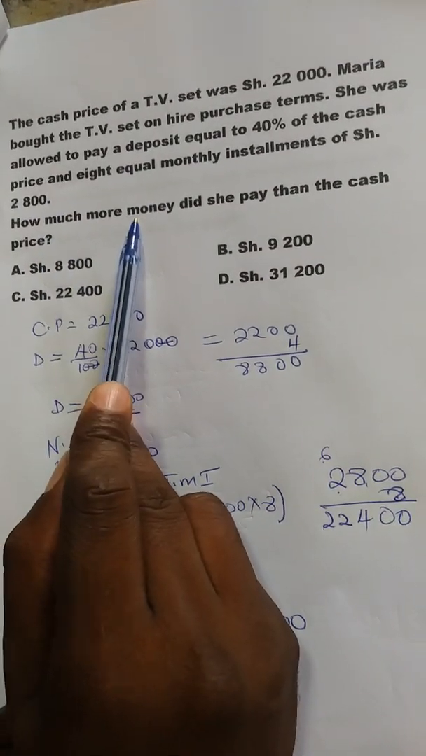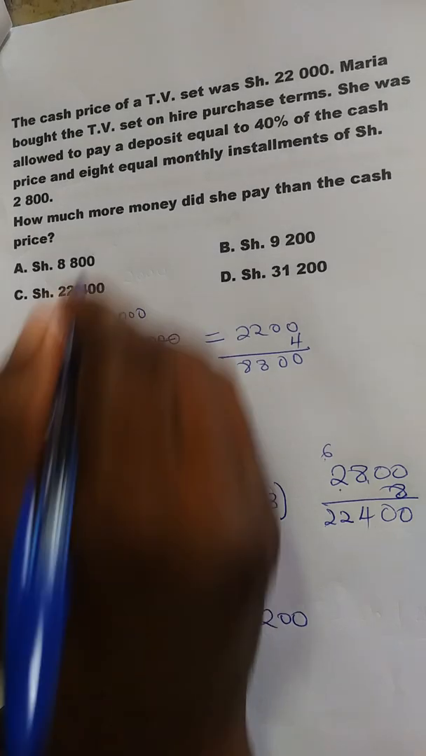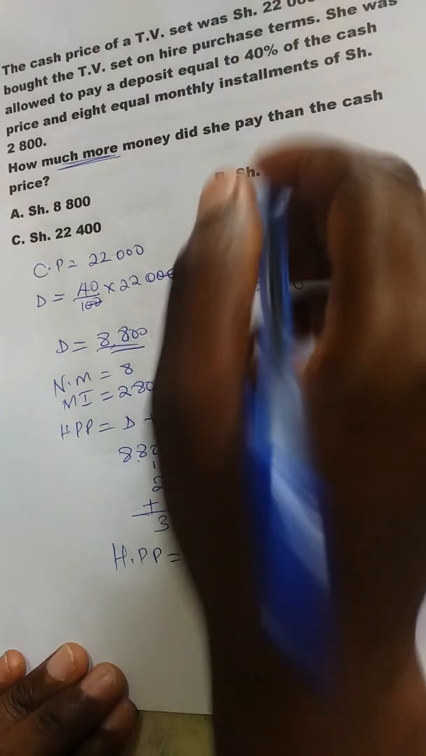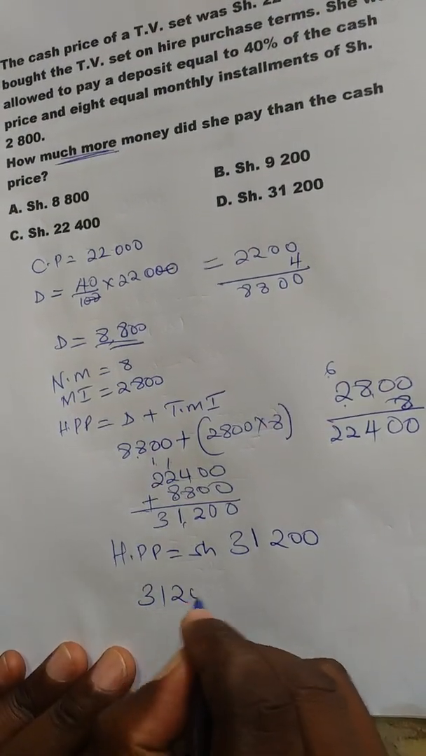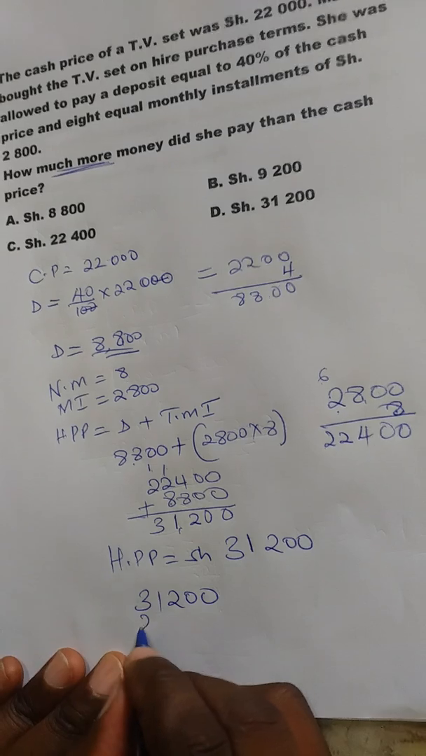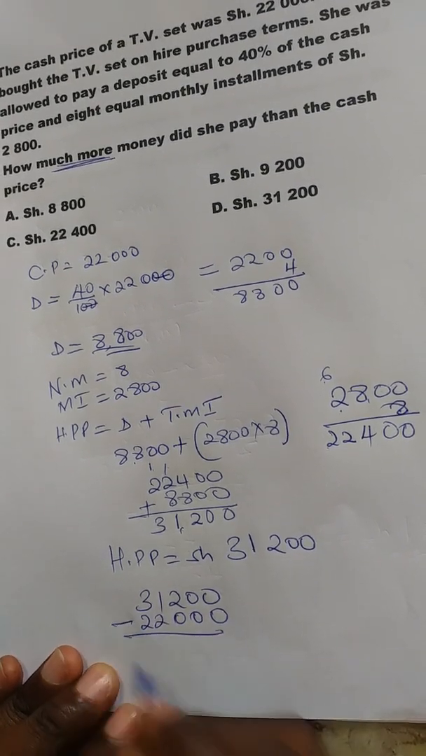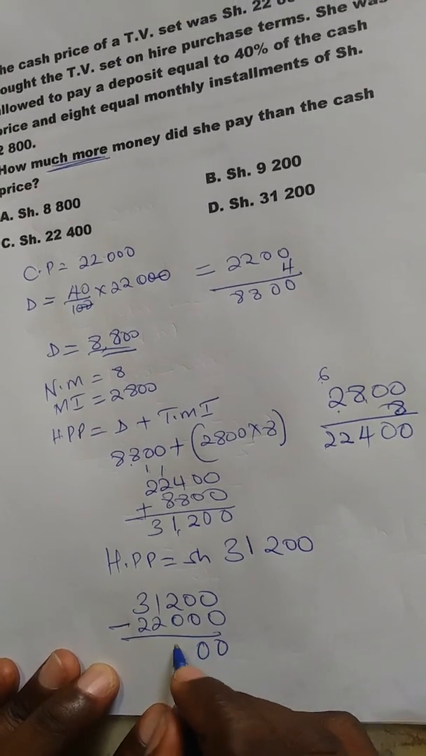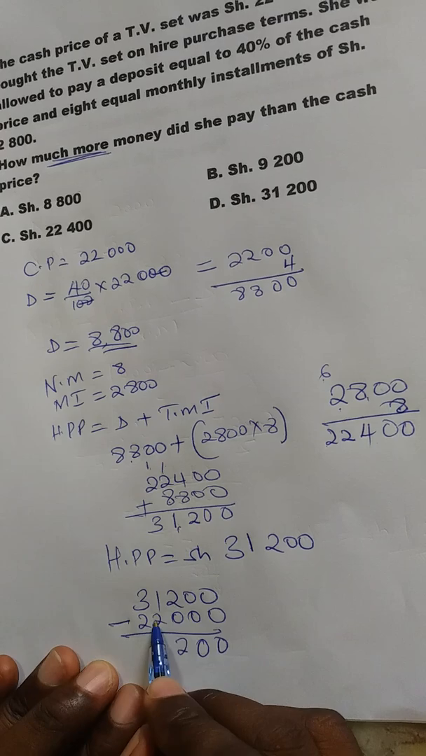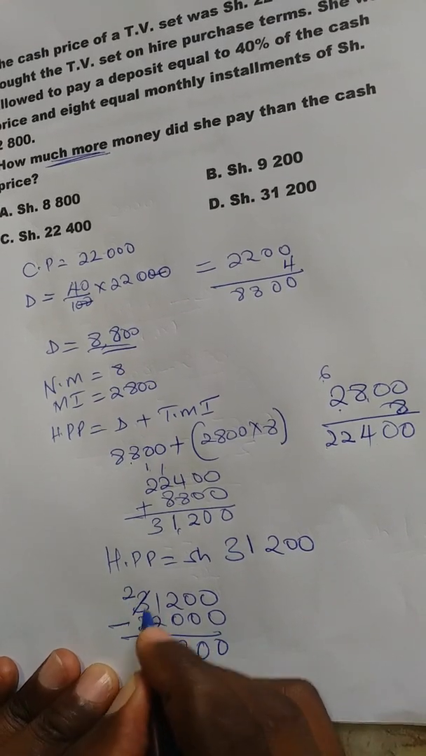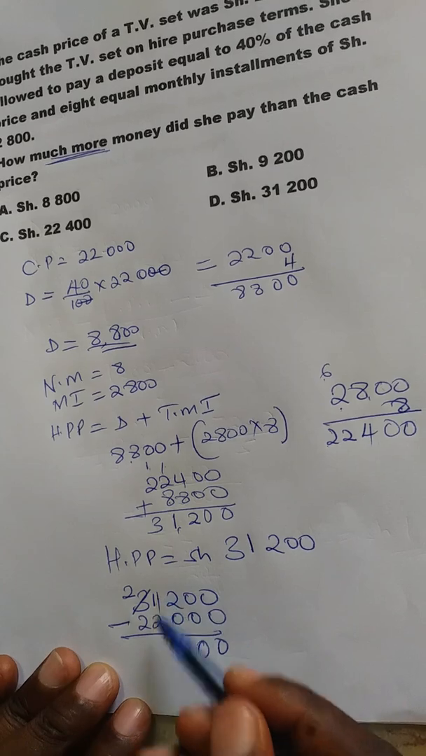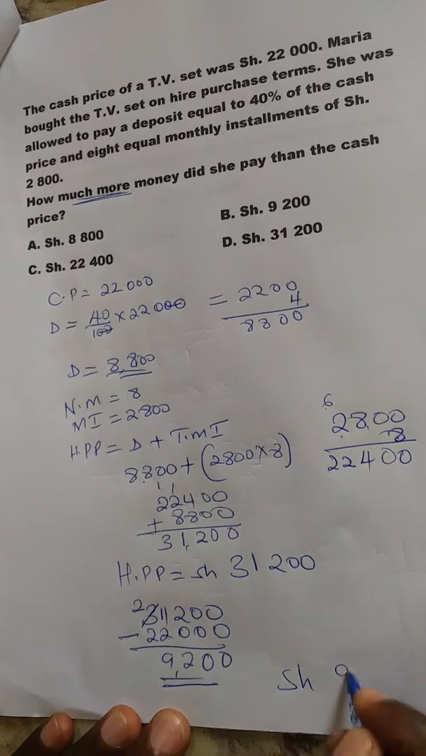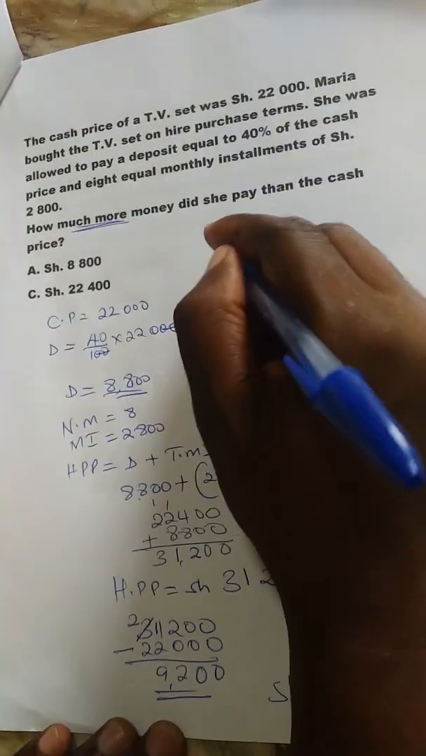How much more did she pay than the cash price? How much more? You get the difference of the hire purchase price and the cash price. Our hire purchase price is 31,200. Our cash price had been given as 22,000. Subtract. 0 minus 0, 0. 0 minus 0, 0. 2 minus 0, 2. 1 minus 2, impossible. Borrow 1, you're left with 2. Bring 1 to 1, it becomes 11. 11 minus 2, 9. So how much more is shillings 9,200. And our correct answer is B.